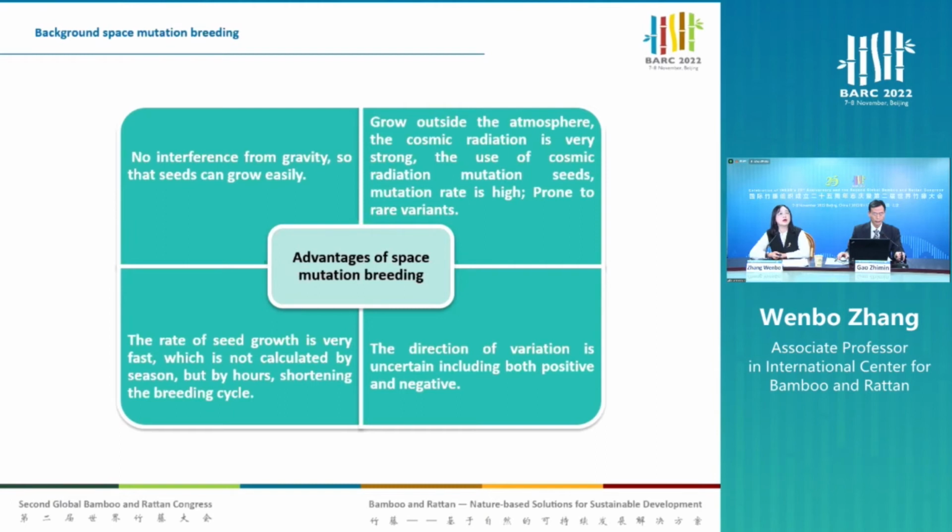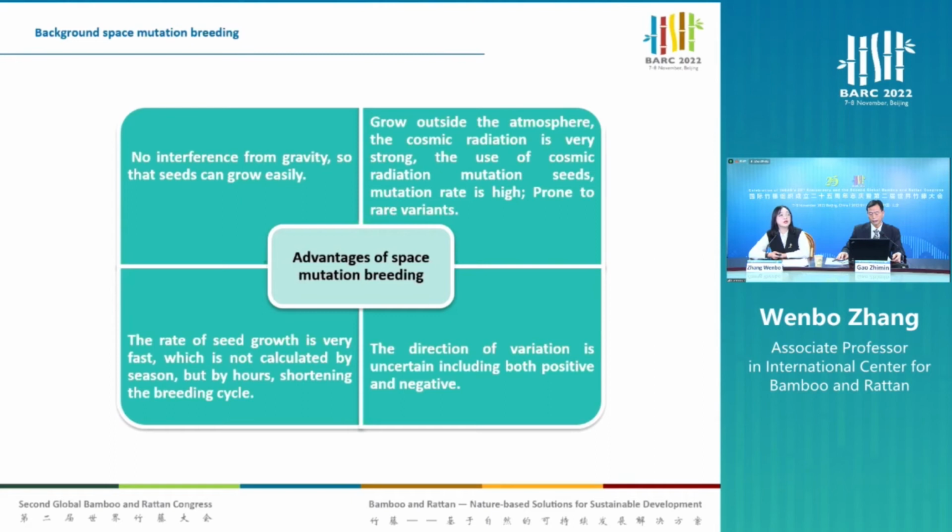The second, growth outside the atmosphere. The cosmic radiation is very strong. With the use of cosmic radiation, the seed mutation rate is high, prompting a high rate of variation.